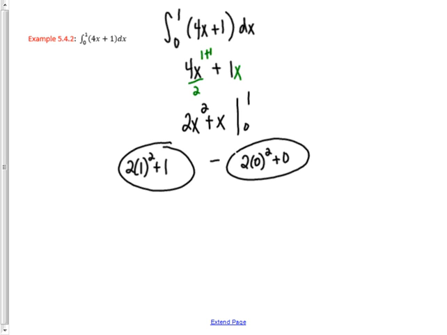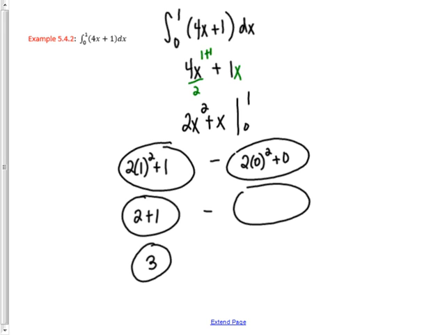So I end up with, alright, 1 squared is 1, times 2 is 2, 2 plus 1, so in this circle I get 3, but here I just end up with 0, so my area is 3. Okay?